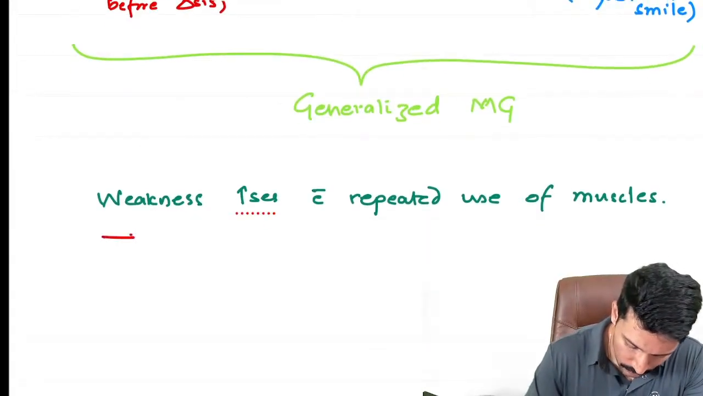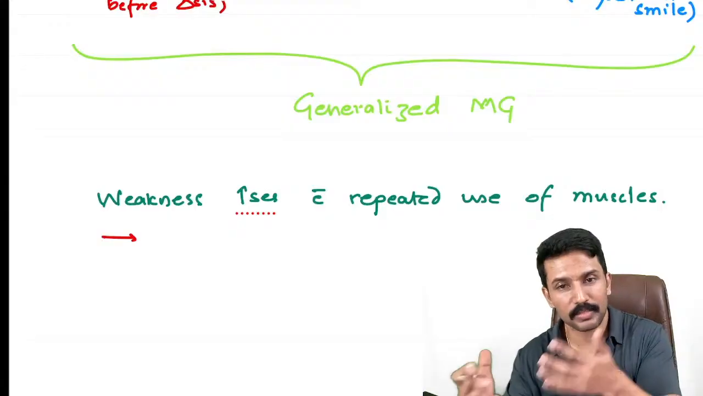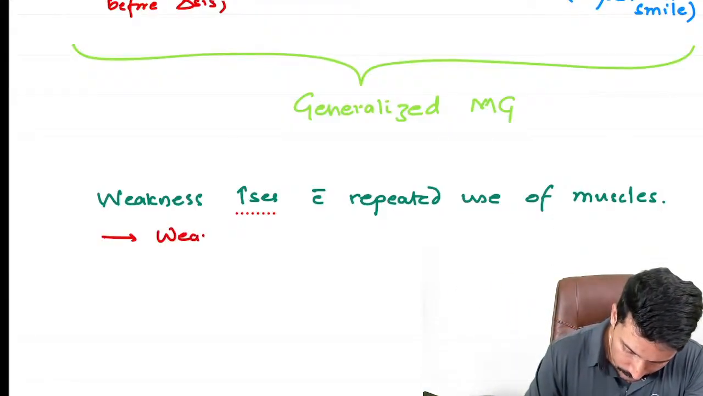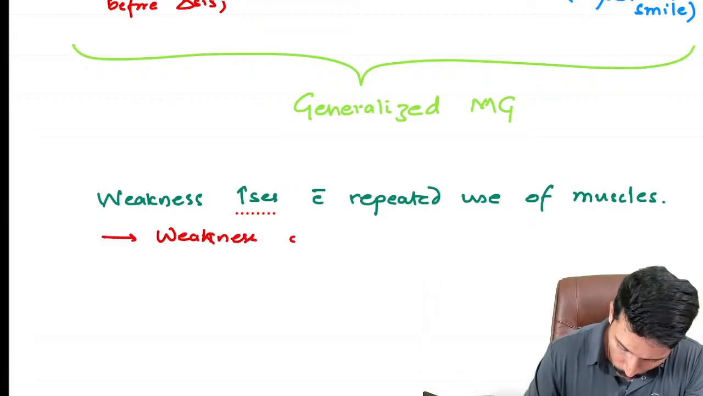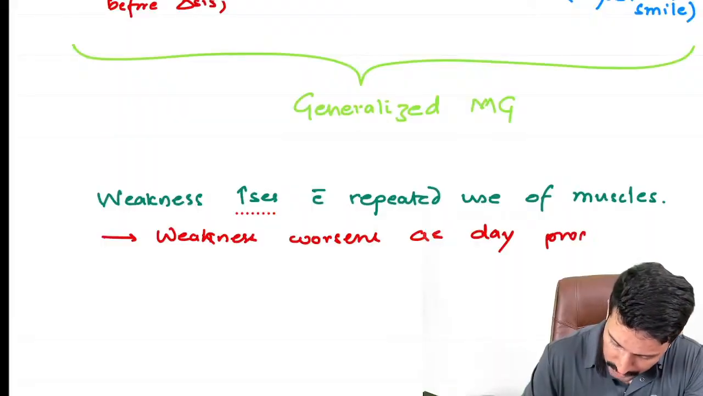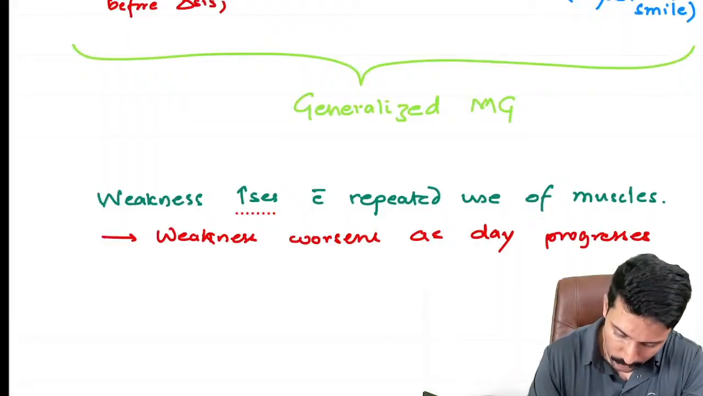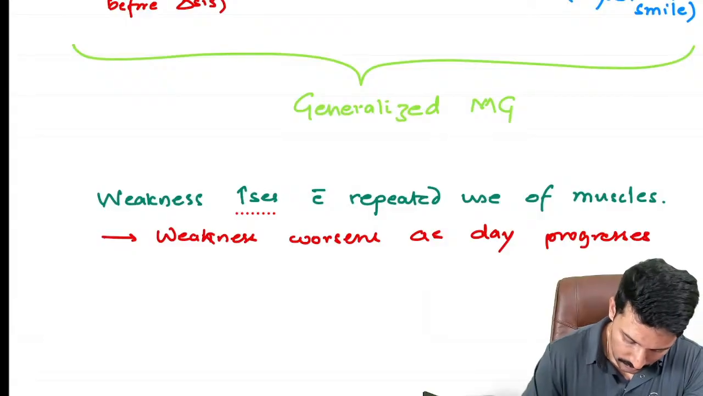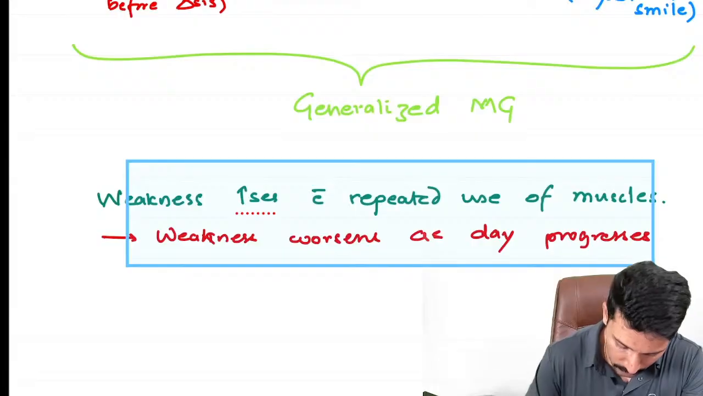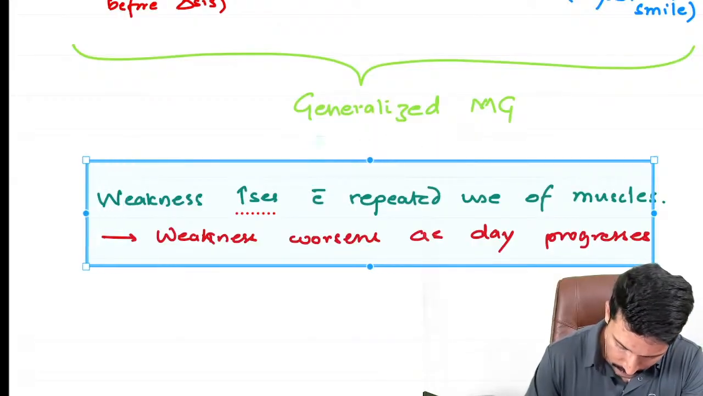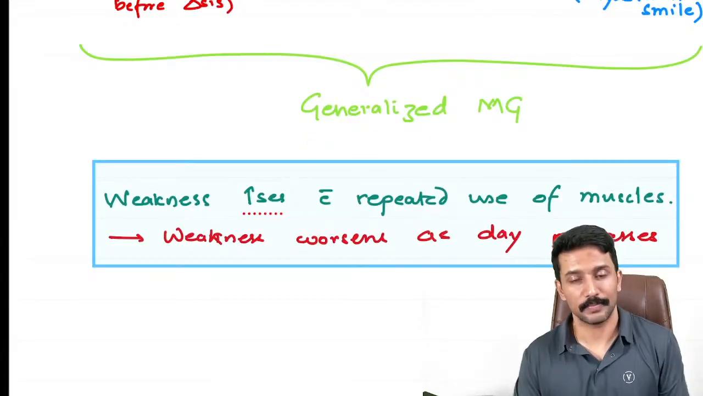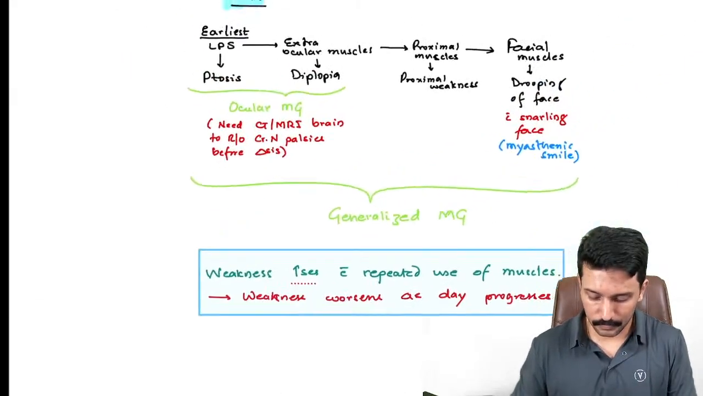And thus, because we keep using the muscle throughout the day, the weakness goes on worsening as the day progresses, right? So weakness worsens as day progresses. They have maximum strength in the morning, and as the day progresses, their weakness goes on worsening. That's the classical myasthenia gravis. This is the point that should come to your mind whenever you think of myasthenia gravis. The more I use the muscle, the weaker it becomes. Lambert-Eaton is exactly opposite. The more I use the muscle, the stronger it becomes.